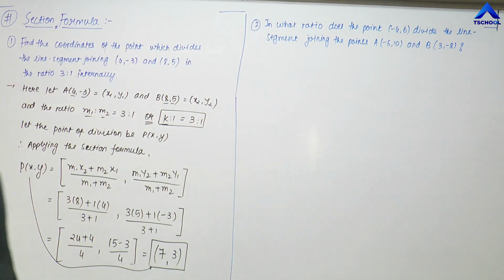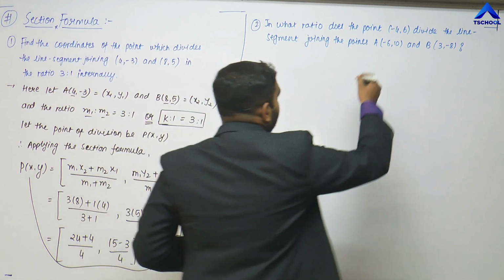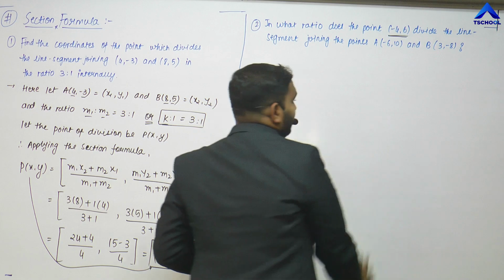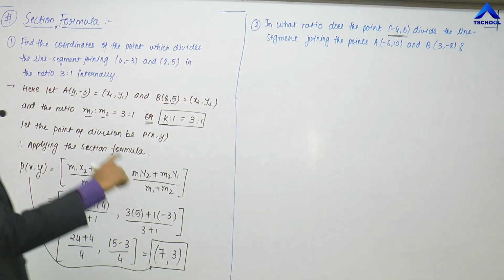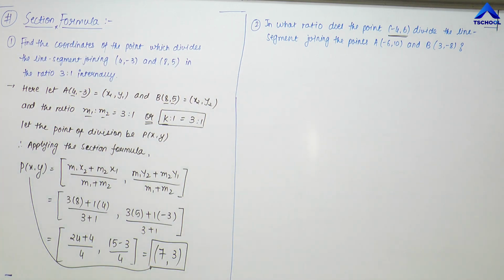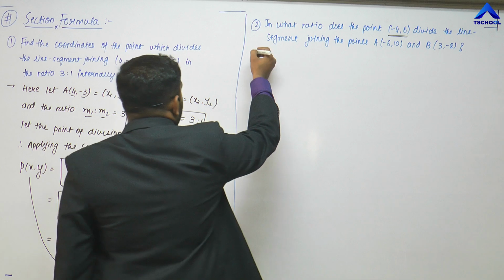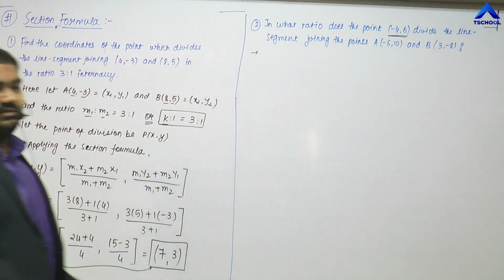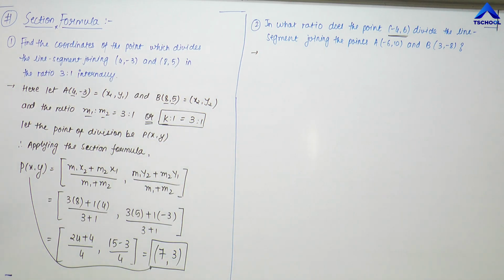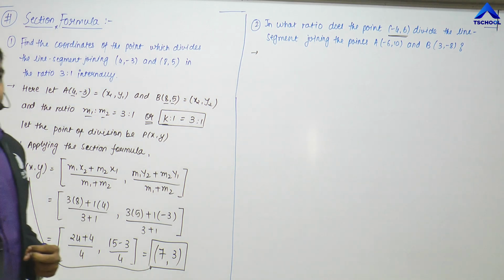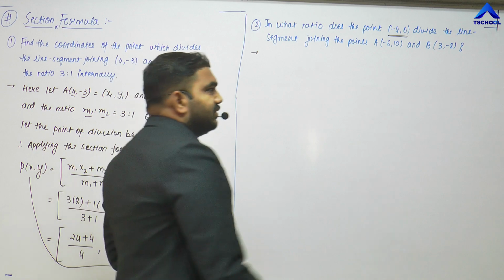Friends, again read the question, that here we need to find out the ratio, not the point. The point is already given. This is our point of division, and the endpoints of the line segment are given: A (-6, 10) and B (3, -8). We need to find out the ratio. So as I said, whenever we need to find out the ratio, we use the second formula, that was (kx2 plus x1) upon (k plus 1).